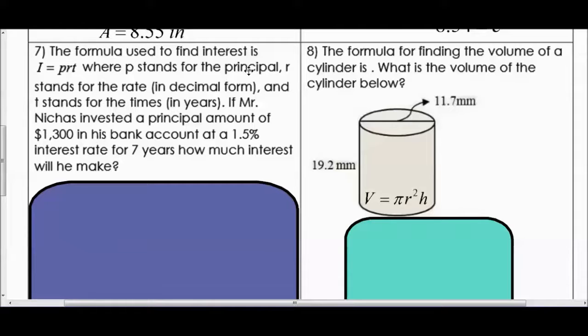R stands for the rate. We have to change that into a decimal. We'll talk about that in a second. T stands for the time, and that's always in years. Here, that's not going to be a problem. We are given years, so we're just going to use that 7. But later, if they give us months or anything else, we need to change that into years.